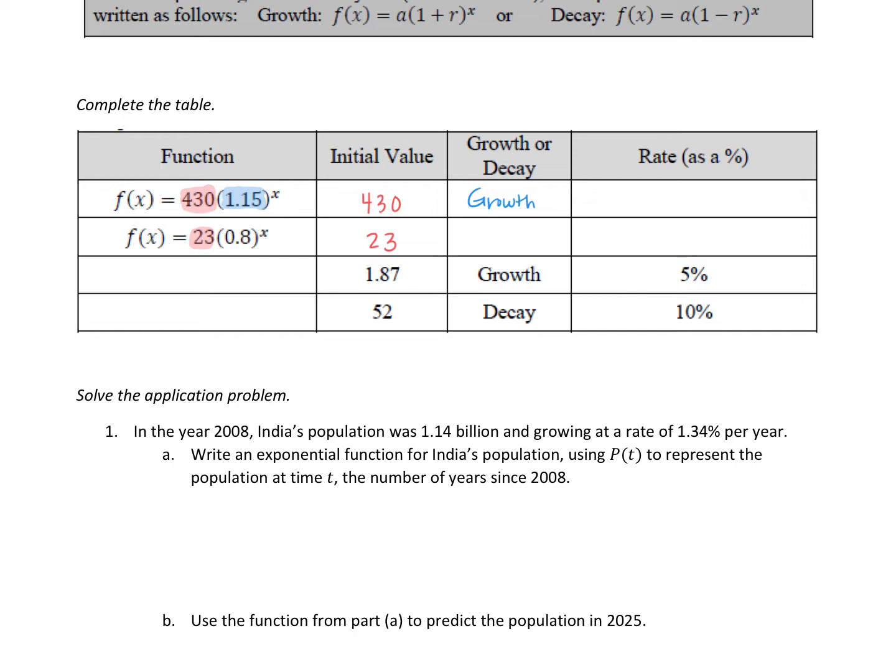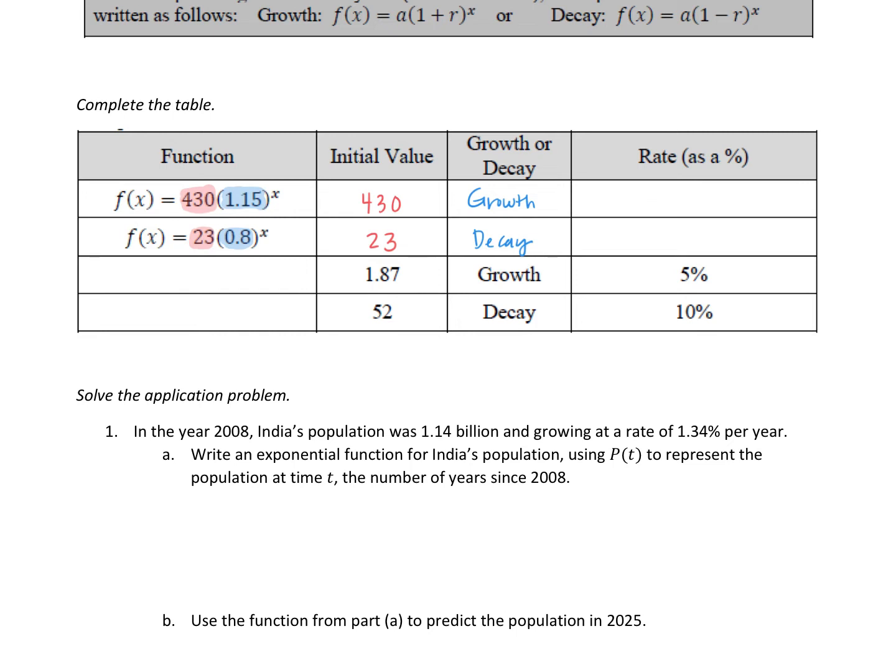If you look at the second row, the 0.8, that's less than 1. So that is an indication that it is a decay. So 1 is your cutoff. If your base is greater than 1, it's a growth. If your base is less than 1, it's a decay.